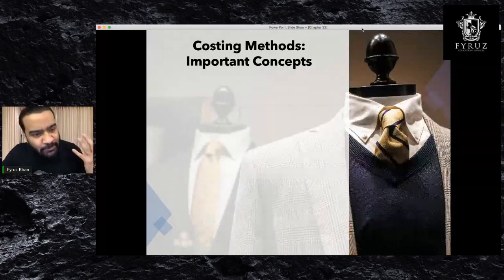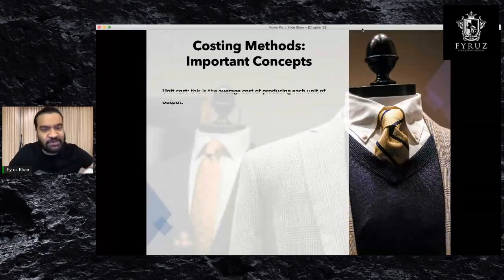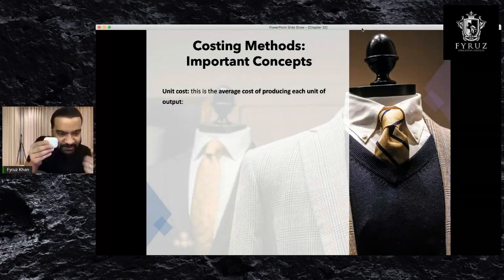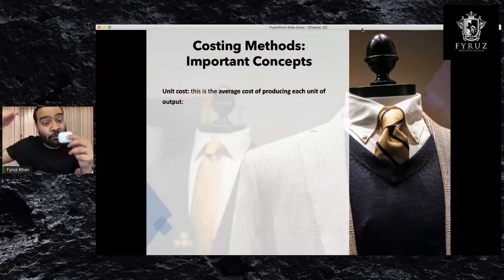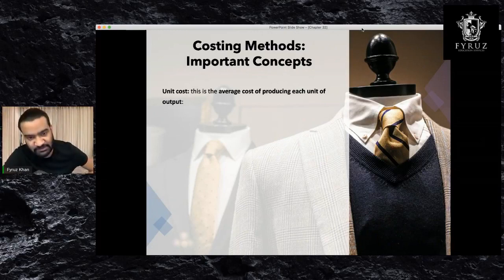Now, let's talk about unit cost. When I started this chapter, I told you unit cost is so important. When you're making this product, you need to know the unit cost, the average cost of producing each unit. How much does it cost to make this product? If you don't know the unit cost, you won't be able to charge a fair price for your consumer and for your company as well. Okay? So there we go.